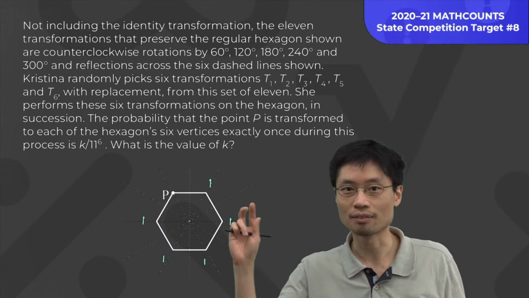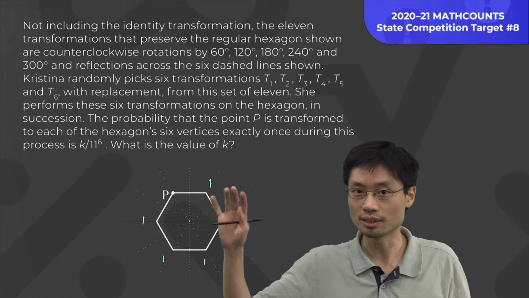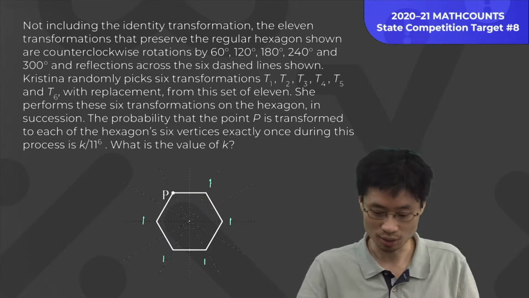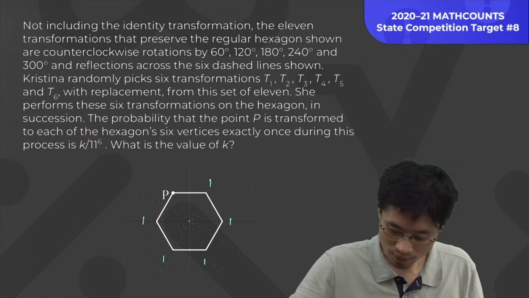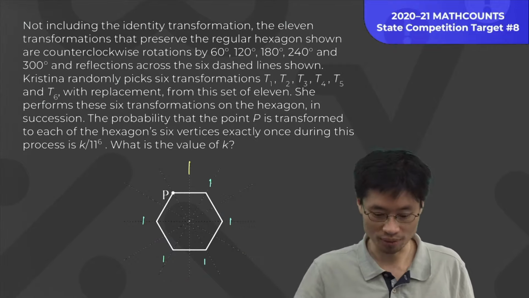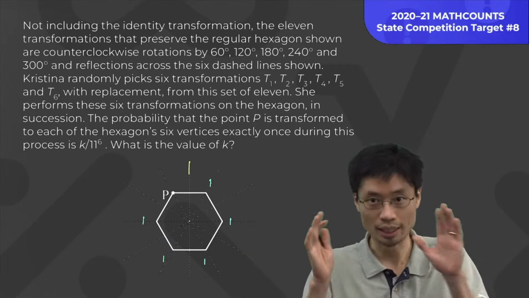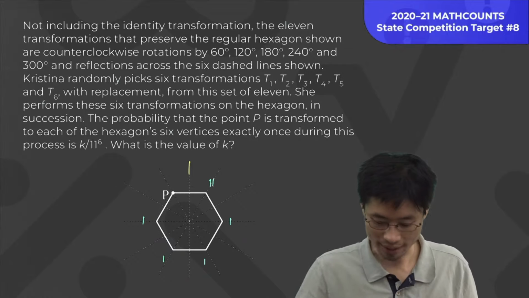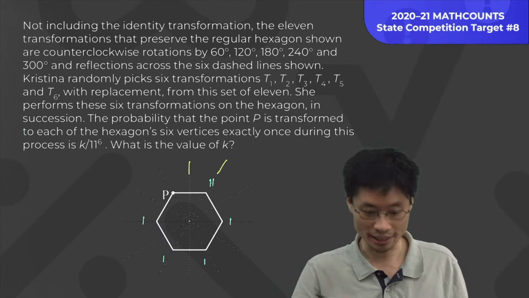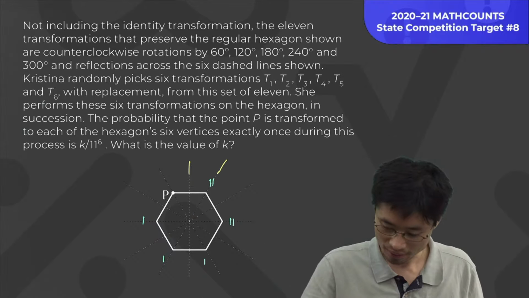Now I also have another 6, which are these flips over the dashed lines. So I'm going to go through the dashed lines one at a time. Let's think of this dashed line first. If I flip P over that dashed line, then where does it go? It goes here, tally time. Next, what about this dashed line? If I flip P over that dashed line, I get here.